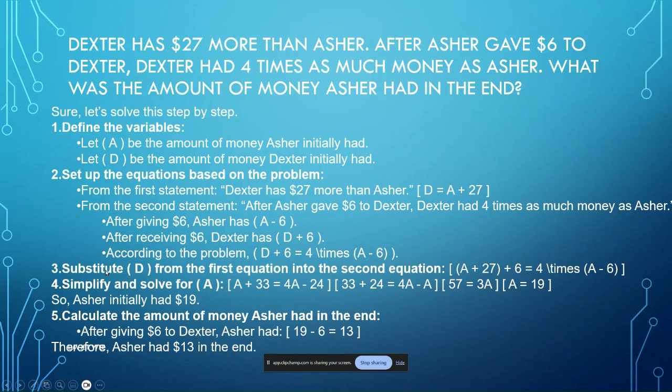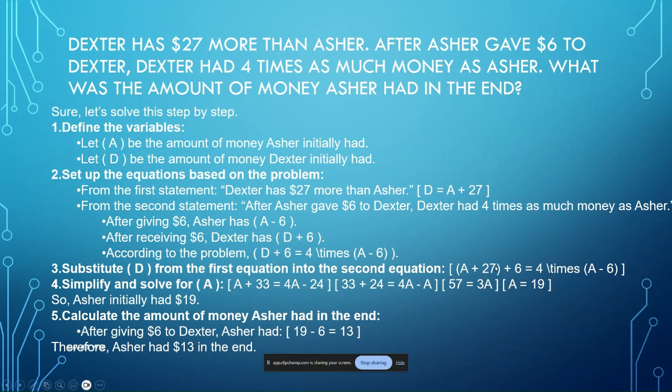Okay. Then substitute the equation. Right. Substitute the equation. Which equation? Well, we have the D equation over here, and you have a D over here. So put the A plus 27 inside here. Then you have the plus 6, equals 4 times, which multiply, all right, A minus 6.